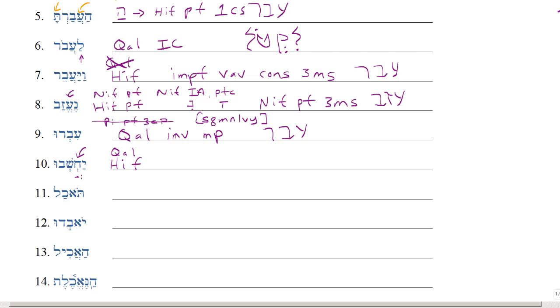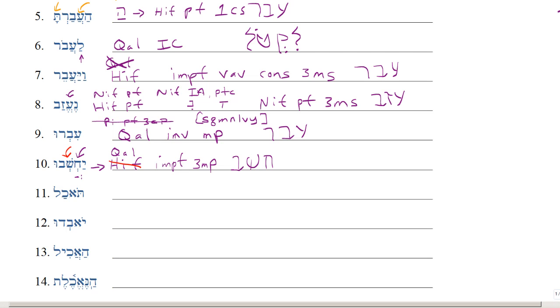Prefix vowel of patach makes us think Hifil initially, but we need to check the possibility that it could be one of these strange Qals. Notice the theme vowel. Our theme vowel is a vocal schwa. Well, that eliminates our Hifil because a Hifil will never reduce its theme vowel. And so in this case we don't have a Hifil, we have a Qal imperfect third masculine plural of chashav, and that is they will plan or they will reckon.